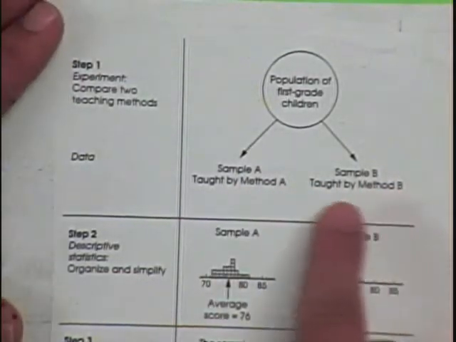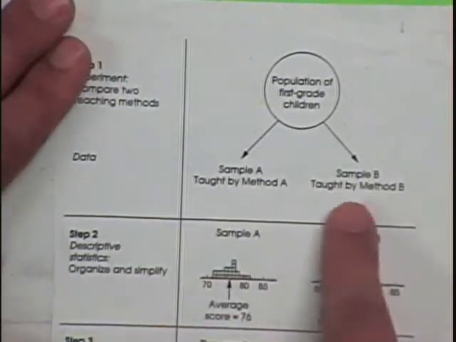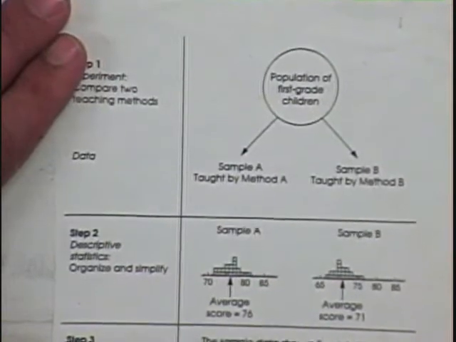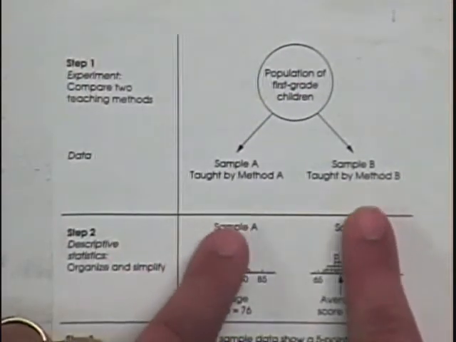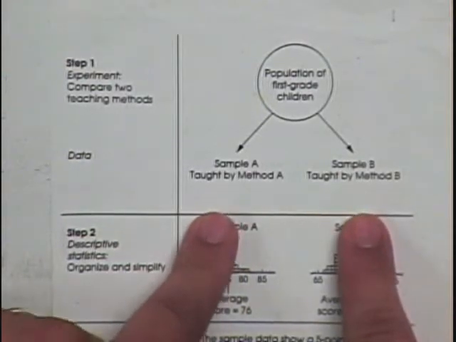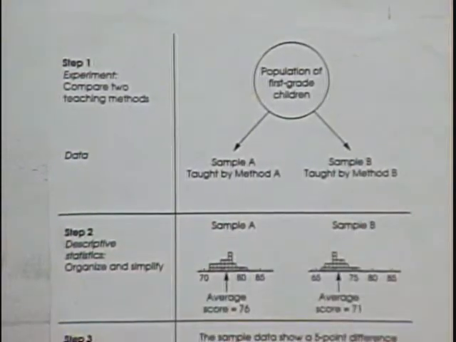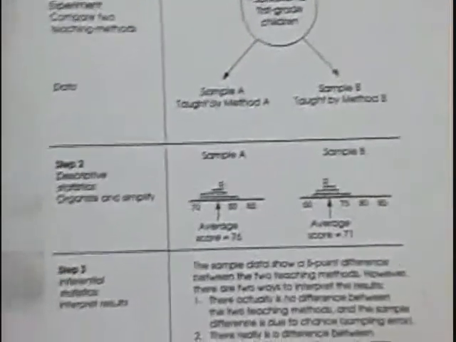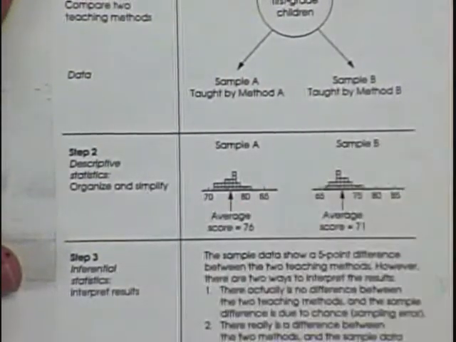So we're going to do an experiment. One sample is going to be taught by method A, and the other one will be taught by method B. Okay, and the idea here is you're going to try to keep anything that would affect their reading scores identical between the two groups, except for the teaching method. Okay, and then the second step here is you're going to gather data. And the data is going to be the scores that they get on their reading tests.